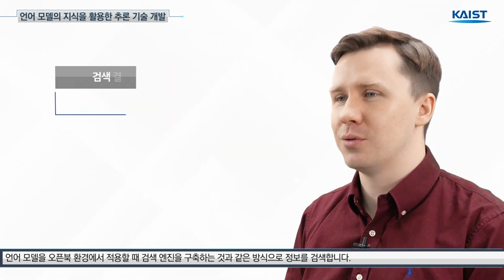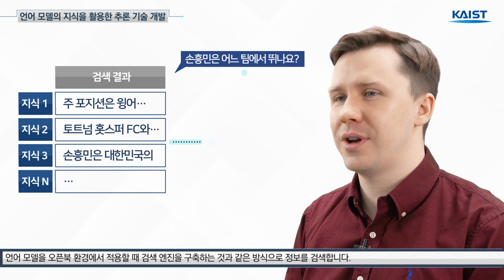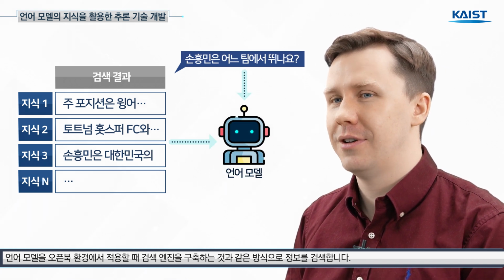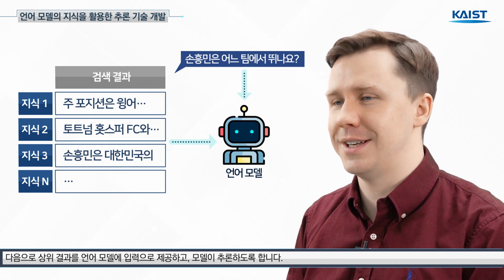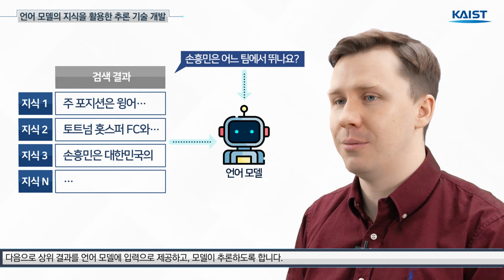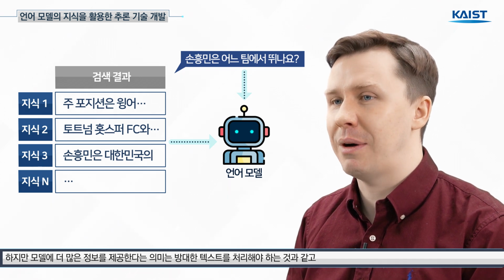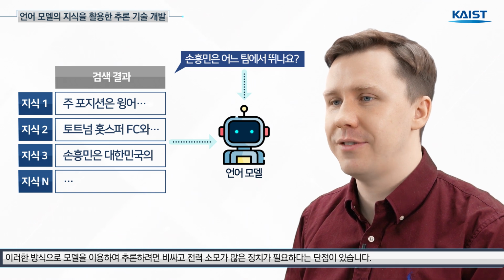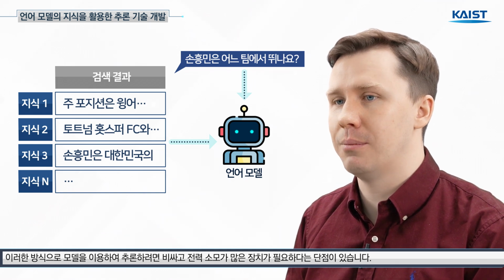When we apply language models in an open book setting, we retrieve information in the same way that we would as if we were to build a search engine. Then we provide the top results as input to a language model to read from and to make inferences. However, the more information we provide to the model, the more work it has to do to process this text. This means we need more expensive and power-hungry devices to make inferences from the model.